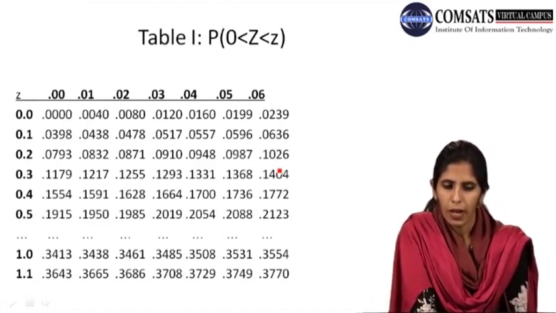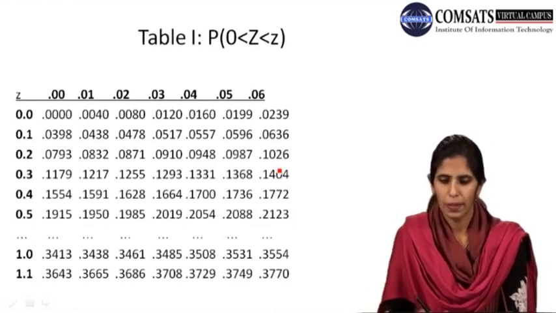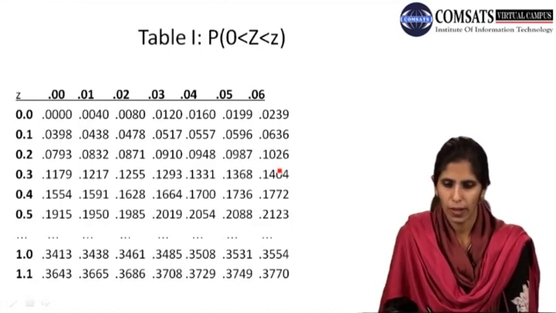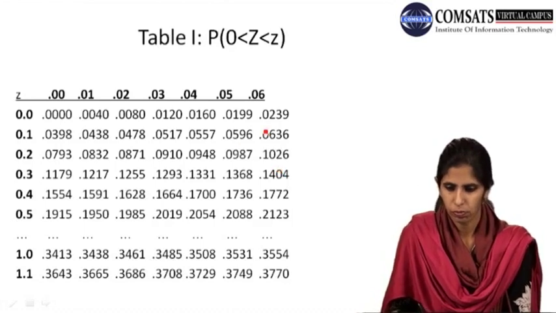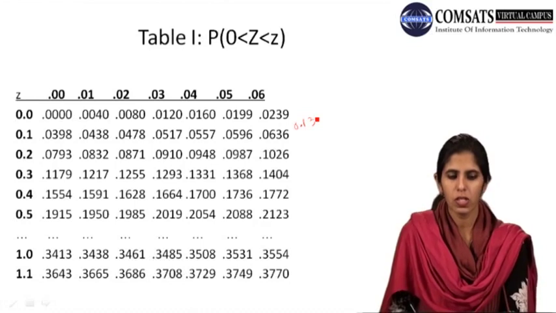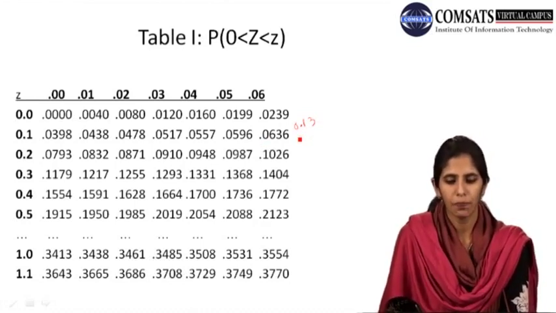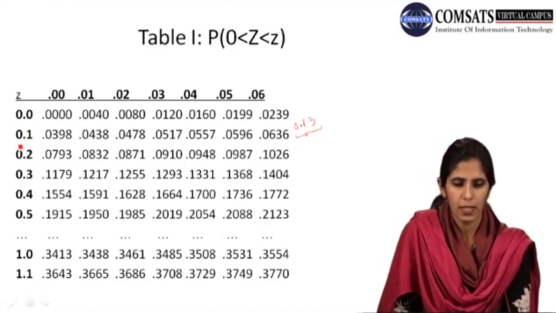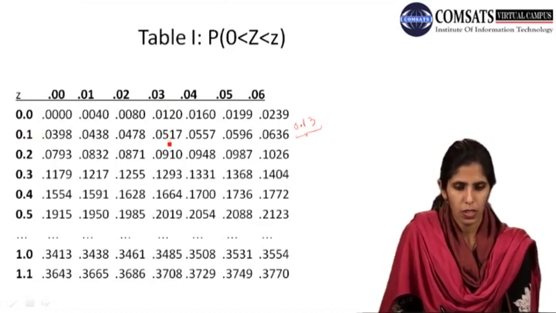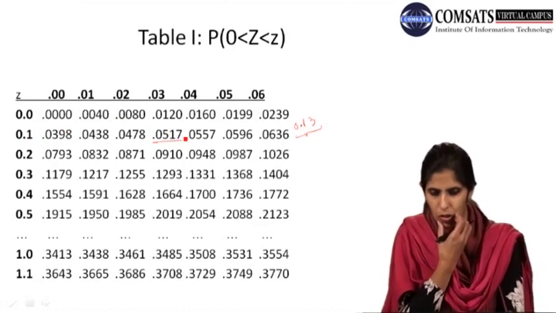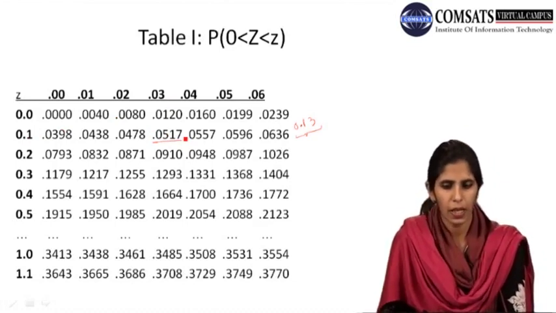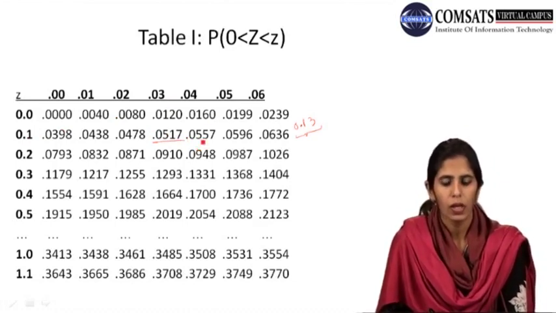So in that case, if we have a value of, for example, 0.13, and we are interested in knowing what is the area lying in the z distribution of 0.13, we can read this as 0.1 under the 0.03 column, so this will be 0.0517. So that is how we actually read this table.